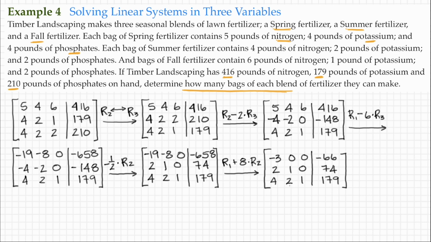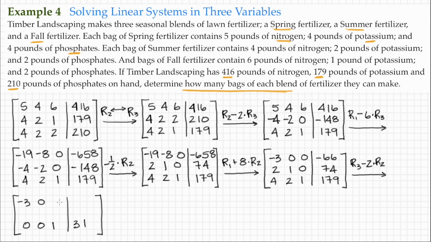So now we'll target this value here. So we'll take row 3 and we'll minus 2 times row 2. So 2 times 2 is 4, and 4 minus 4 is 0. 1 times 2 is 2, and 2 minus 2 is 0. And of course 0 is 0. And we bring down our 1, bring down the vertical line. Then we have 74 times 2, that's 148. 179 minus 148, and that's 31. Close off our matrix and bring over the rest of the values.